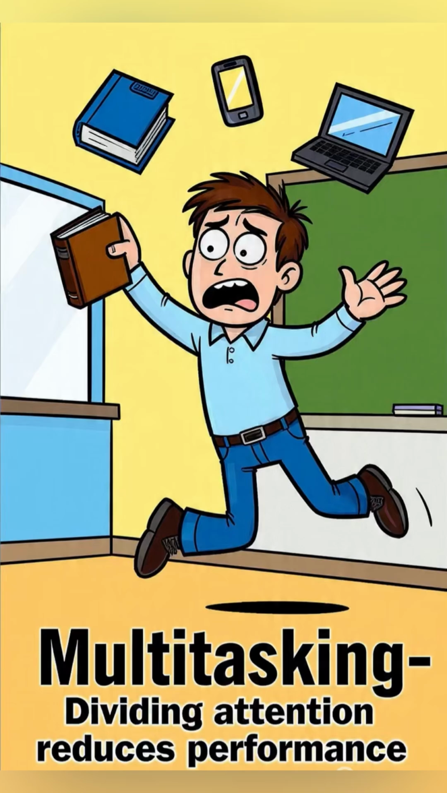Multitasking. Attention gets divided and efficiency drops. A person juggling books and phones shows how multitasking spreads attention thin. Research indicates that task switching often slows performance and increases errors, demonstrating attention's limited nature.